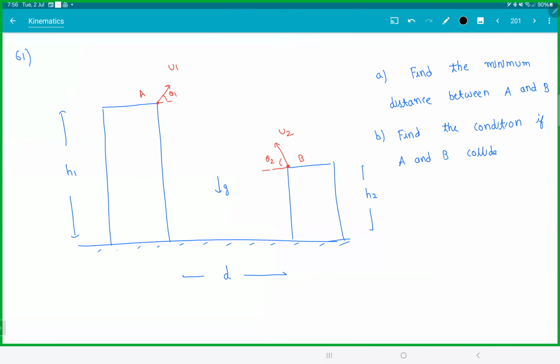Next one. Let's give this a try. I hope the question is clear. We have two buildings, H1 and H2, and the distance between the buildings is D. Both are projected with U1, U2, theta 1, theta 2. Find the minimum distance between them. This would be a good advanced question. And find the condition for them to collide. Try, you have 3-4 minutes.